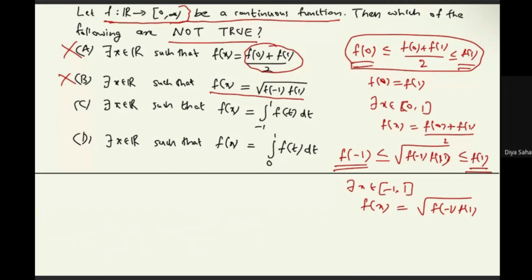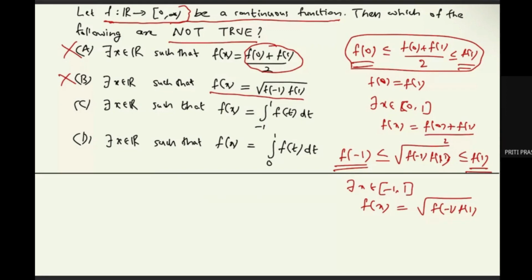There is a real number x such that f of x is the integral from minus 1 to 1 of f of t. The second option is not clear to me. Okay, you got the first option, right? It is basically the arithmetic mean of two things, which you know lies between those two numbers.